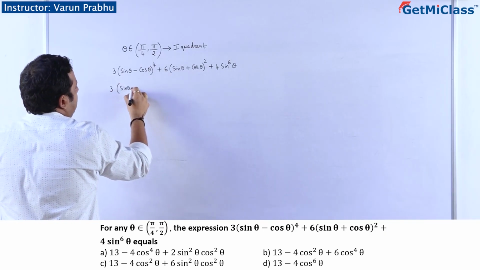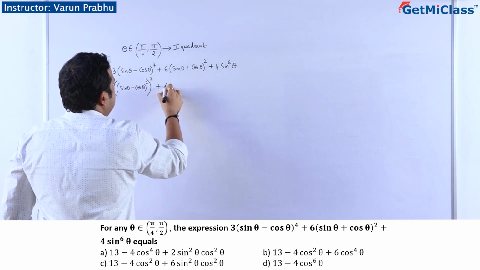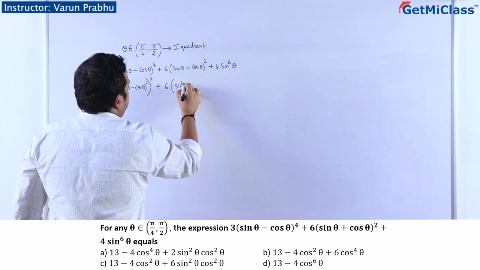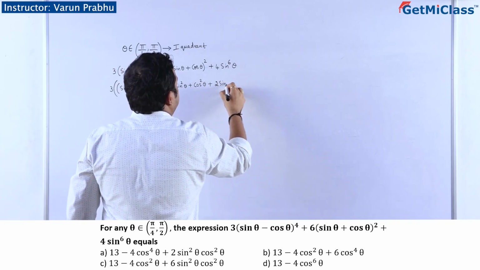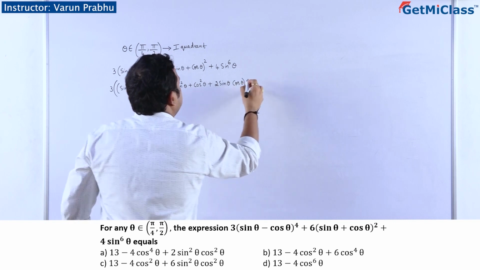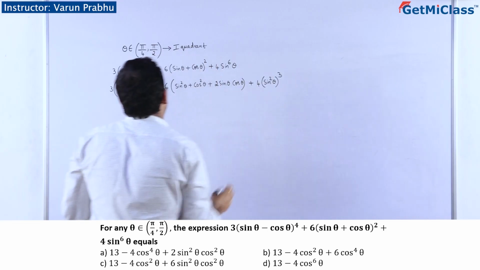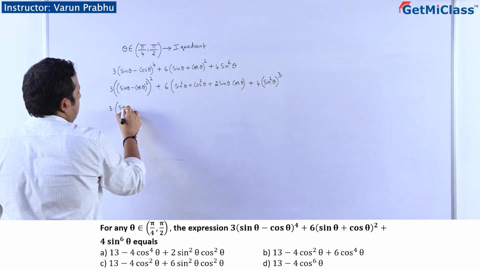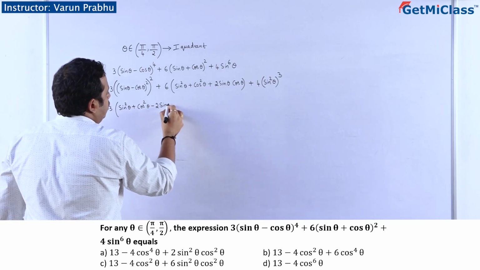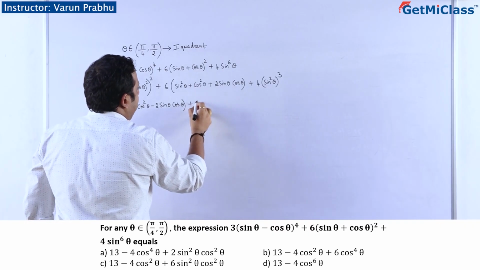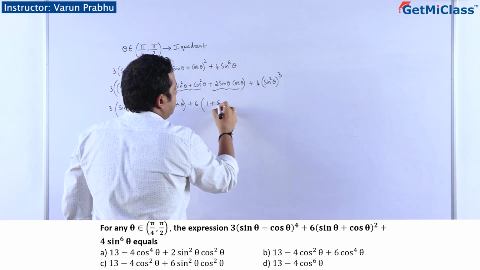Now (3 sin theta minus cos theta) the whole square plus 6 times (sin square theta plus cos square theta plus 2 sin theta cos theta) plus (4 sin square theta) the whole cube. Is it okay? So I can say 3 times (sin square theta plus cos square theta minus 2 sin theta cos theta) plus 6. We know sin square theta plus cos square theta is 1.